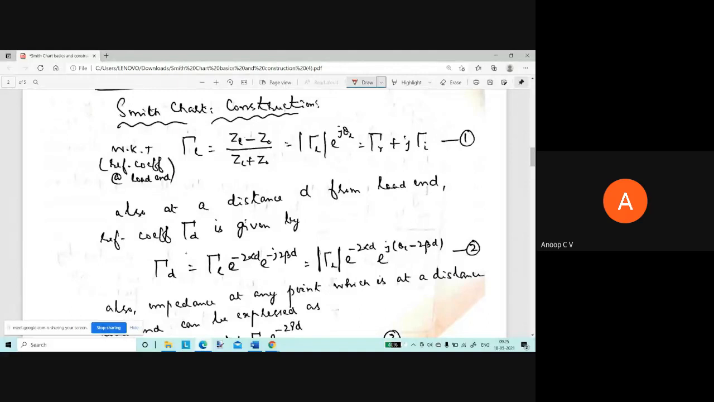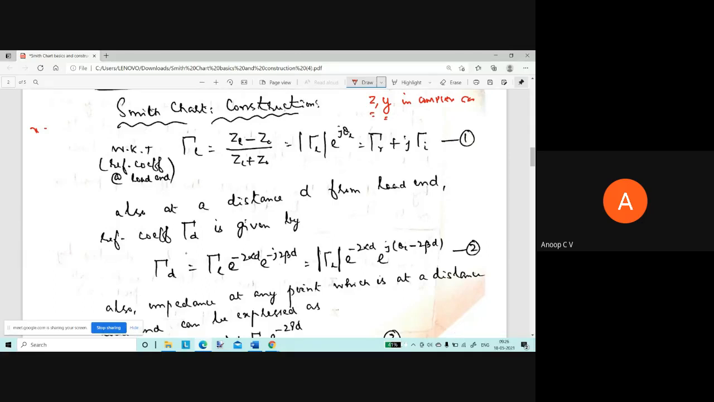So the Smith chart, what is it actually? It is a plot of normalized impedance or normalized admittance in the complex gamma plane. So how will you represent a circle in a plane? We know the standard expression: x minus x1 the whole square plus y minus y1 the whole square is equal to r square. Similarly, we should get some expression like that, that is, Z in terms of this gamma L.